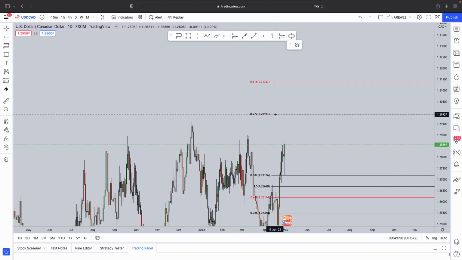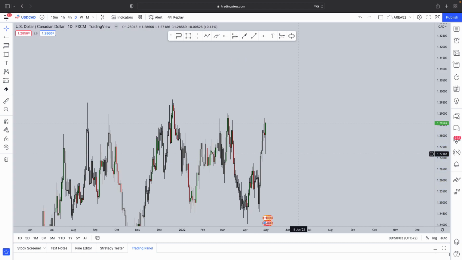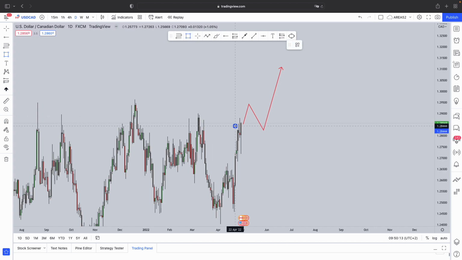So there's a possibility for the Usdcad to potentially continue higher. However, I do see this market first pull back and then continue higher if it needs to, but we could potentially see this market stretch itself slightly, pull back, then potentially continue higher there as well.